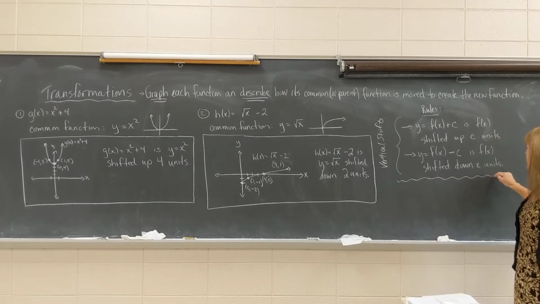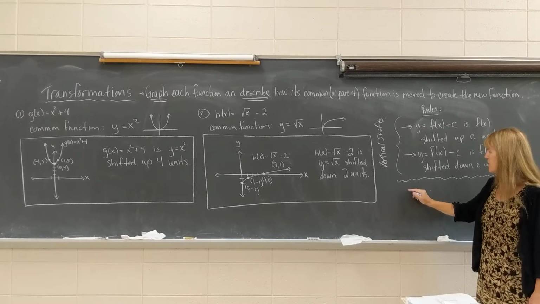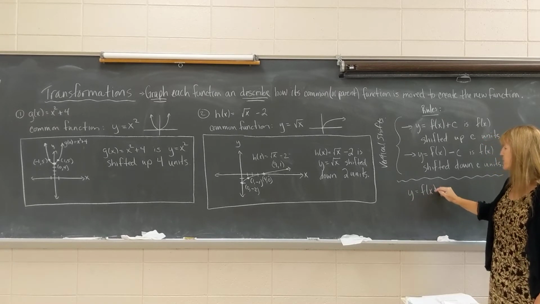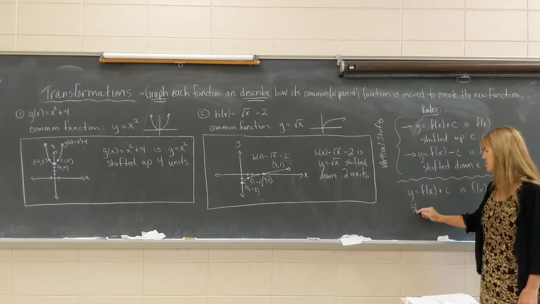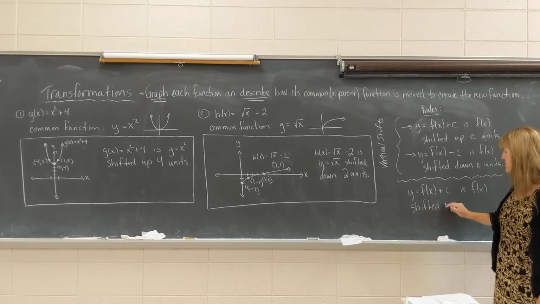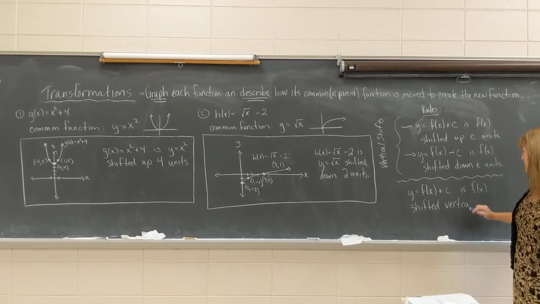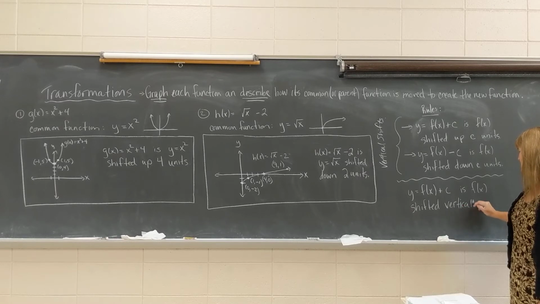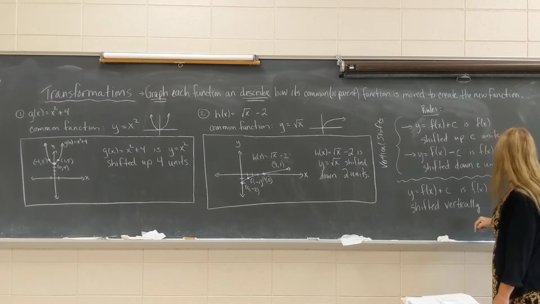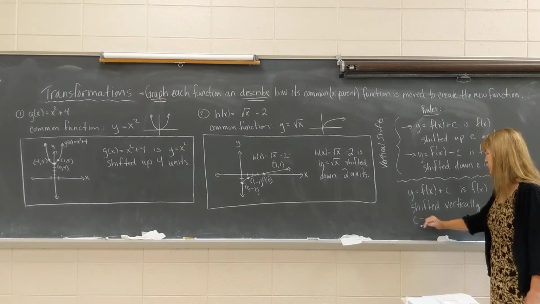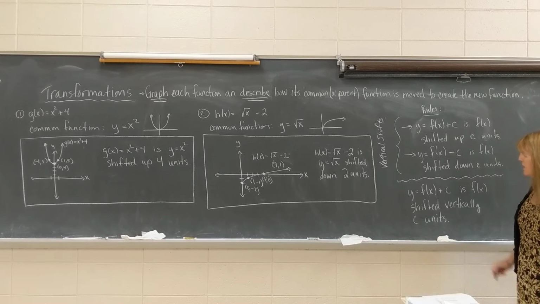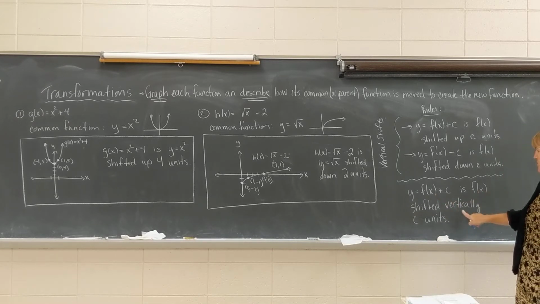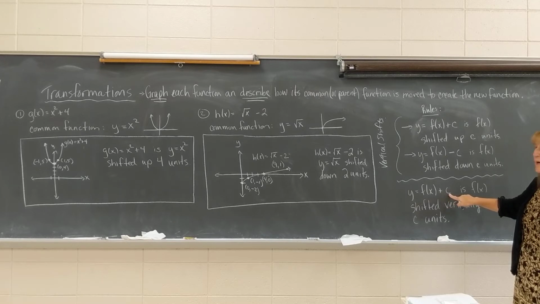So I'm just going to trim that just a little bit, and I will say something like y equals f of x plus c is f of x shifted vertically c units. I don't know why I always want to hyphenate that. Alright, f of x plus c is f of x shifted vertically c units. So if c is positive, we go up, and if c is negative, we go down.